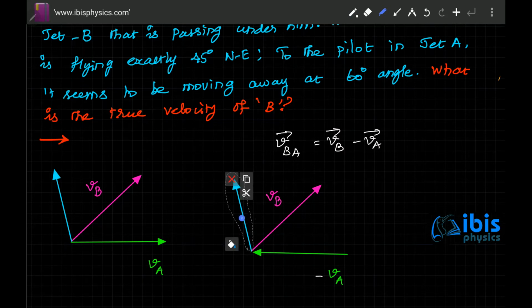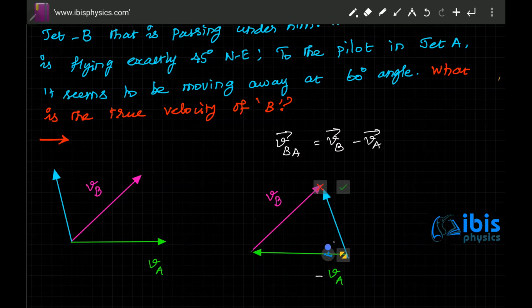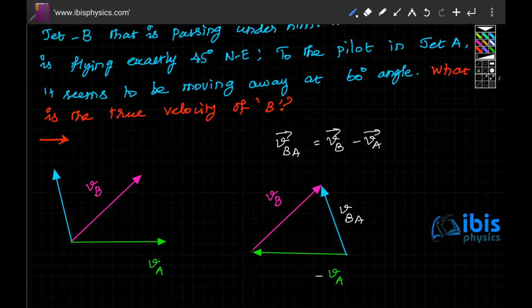This is the velocity as observed by A. This is what VBA is, the velocity of B with respect to A. Now you know the angles, right? This is actually 45 degree and this is actually 60 degree, and you know this is 45 and 60, obviously this angle is 75.